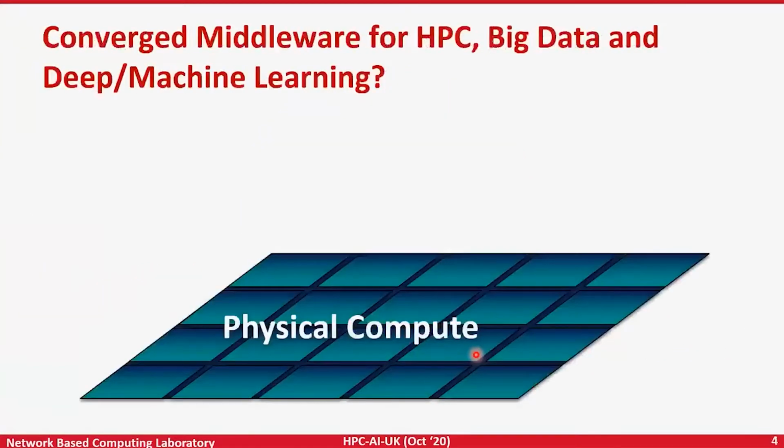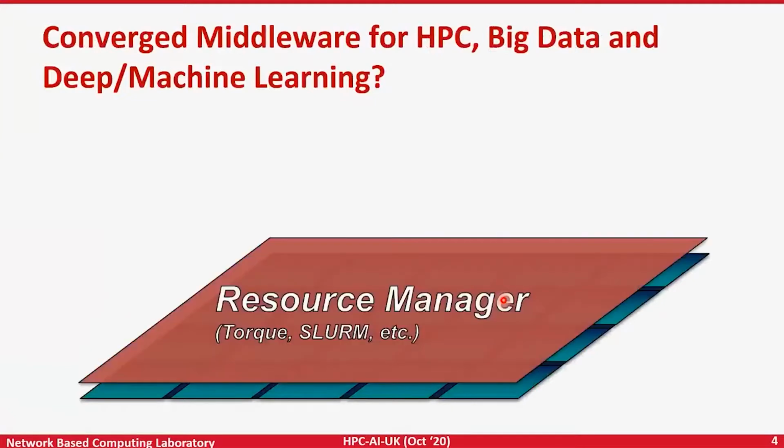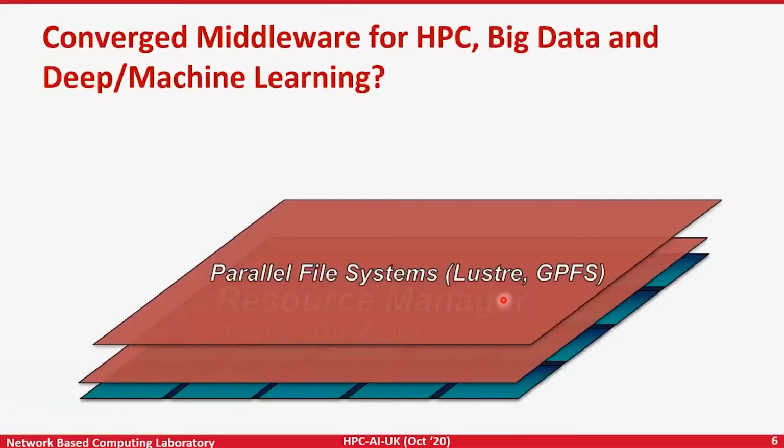When I say this kind of a converged middleware, let me explain what I mean, and then I'll try to provide some solutions later on. So think of any cluster. We heard about a lot of these clusters being deployed in the UK. We have a set of compute nodes. These could have accelerators. This could have some resource managers. This can have some file systems.